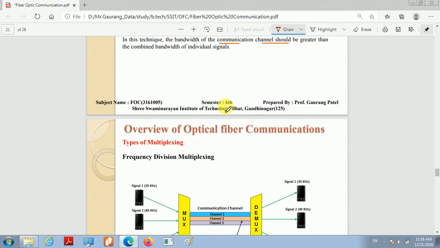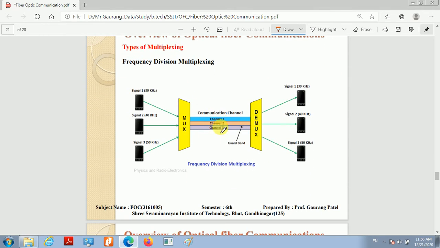Okay. Now this figure shows the scenario of frequency division multiplexing. You can see I have three different signals, and I have only one channel. So this multiplexer, which is abbreviated here as MUX, combines all these signals from three different transmitters and sends one common signal over this channel. The demultiplexer splits this combined signal into individual signals and sends them to the respective destinations.